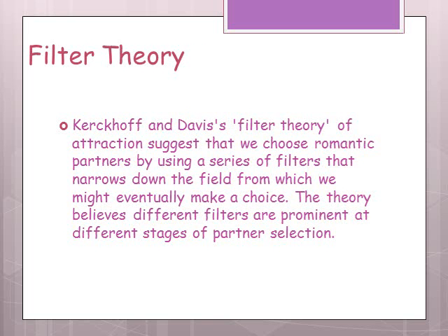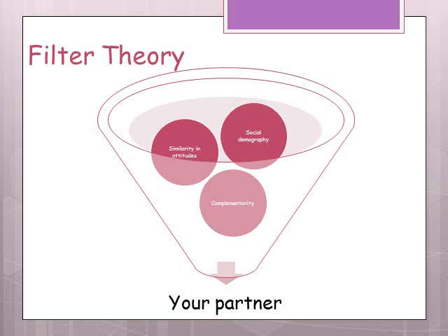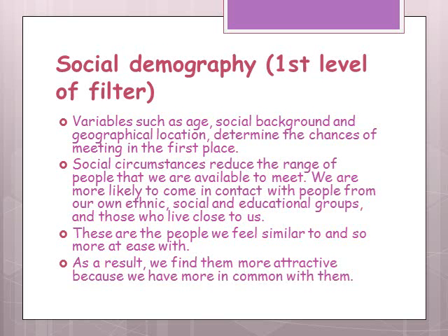Filter theory. So filter theory of attraction suggests that we choose romantic partners by using a series of filters that narrows down the field. The theory believes there are different filters prominent at different stages. So for example, we look at social demography, similarities in our attitudes, and then complementarity.